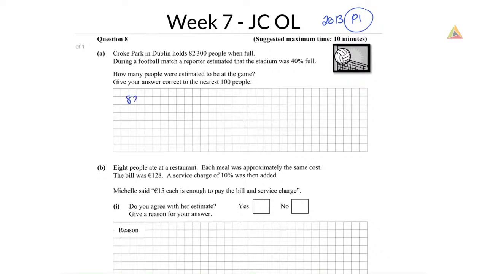Okay, so we had 82,300 people. Now, if it's 40% full, we need to multiply that by 0.4 to get exactly how many people we had. So when you put that into the calculator, you get 32,920. Now it asks you to give your answer correct to the nearest 100 people. So this is the bit we're looking at here, so 920. So we need to round 920 either up or down. So the way we do this is we look at 920 is closer to 900 than it is 1,000. So we're going to round it down to 900. So that's going to be 32,900 people.